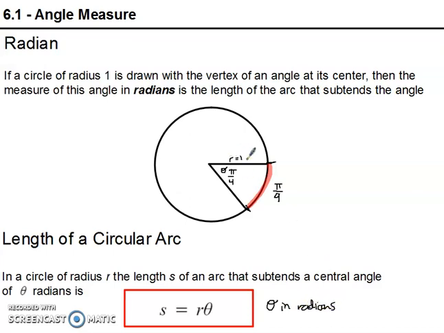So if our radius is just 1, then our angle measure is the same as our arc length, but if our radius is any other length, then all we do is multiply our radians by that r value in order to get the distance of that arc length.